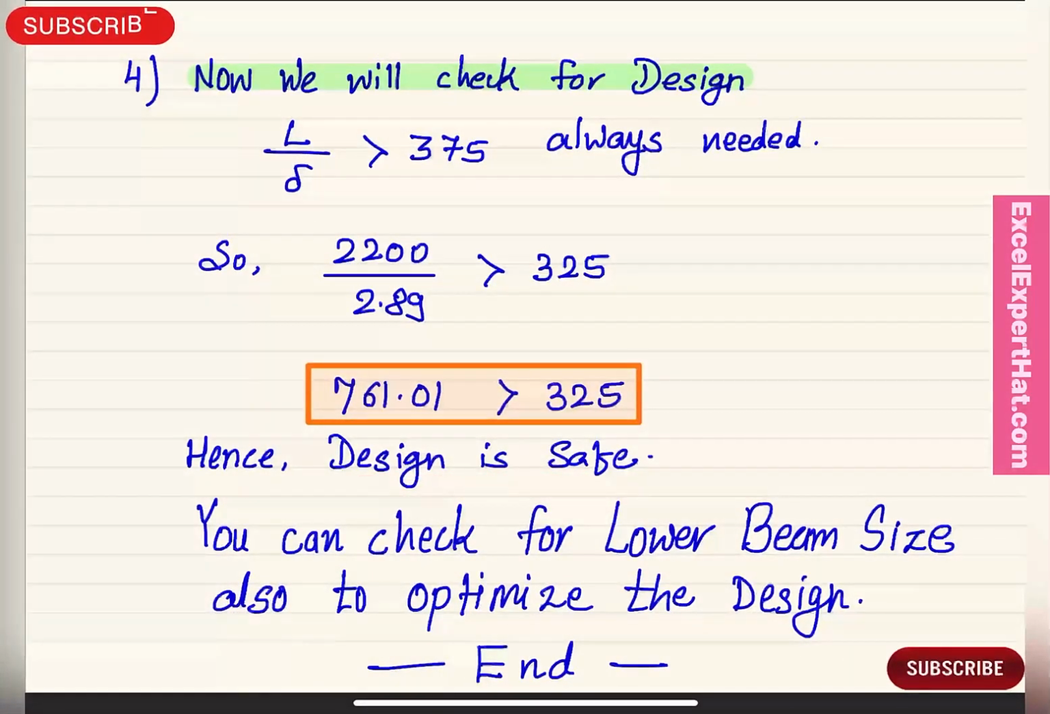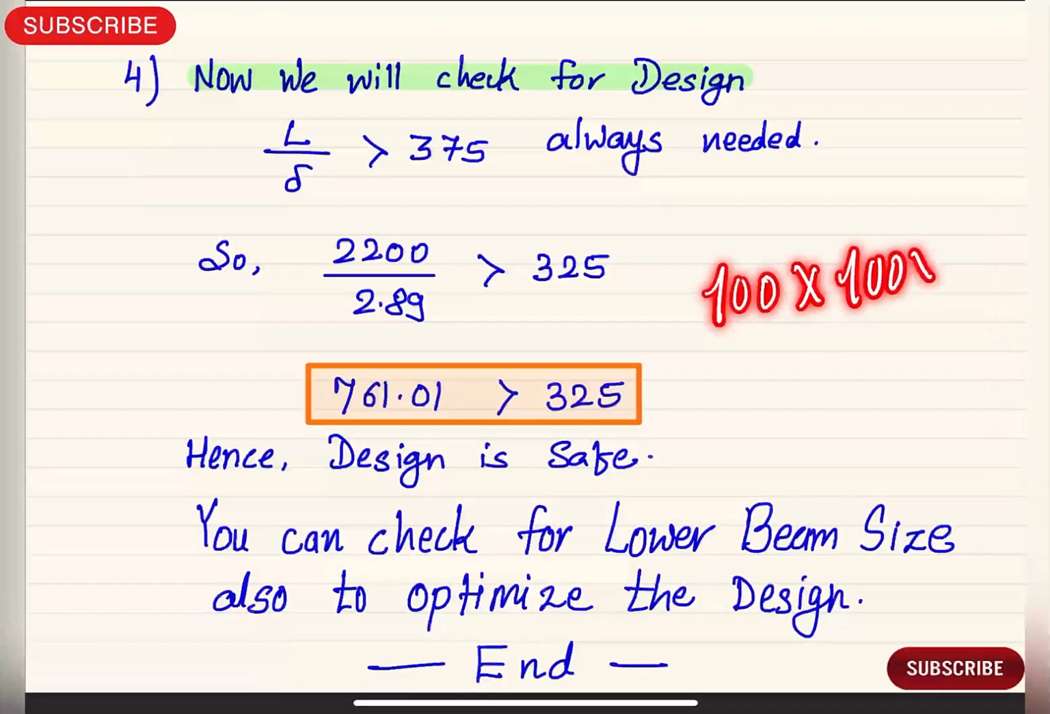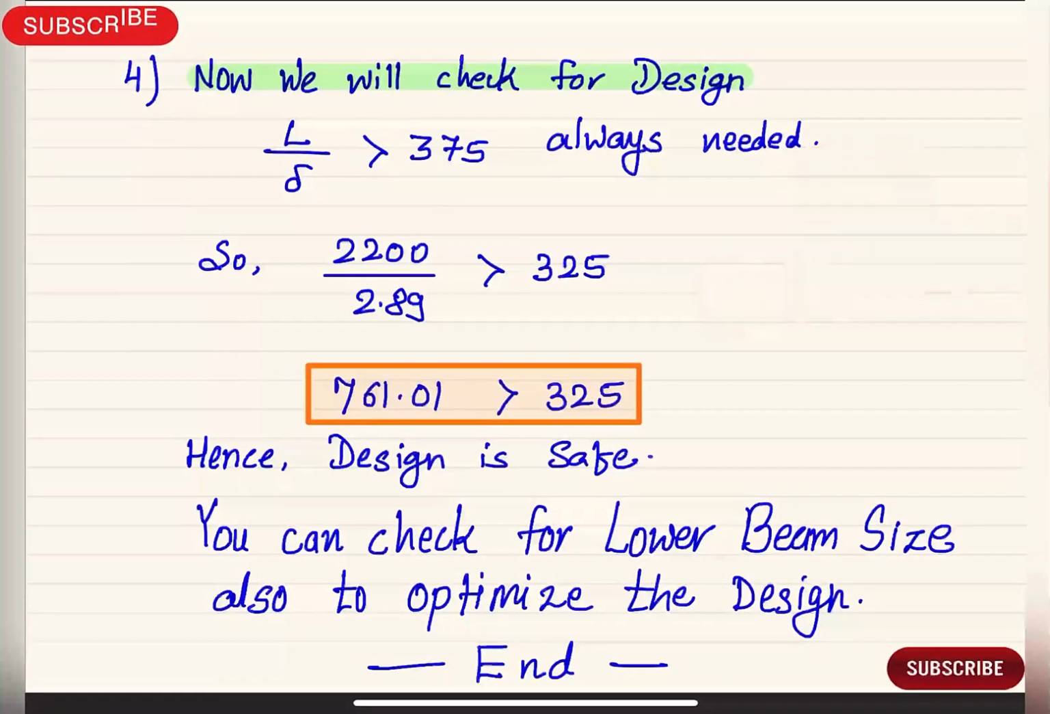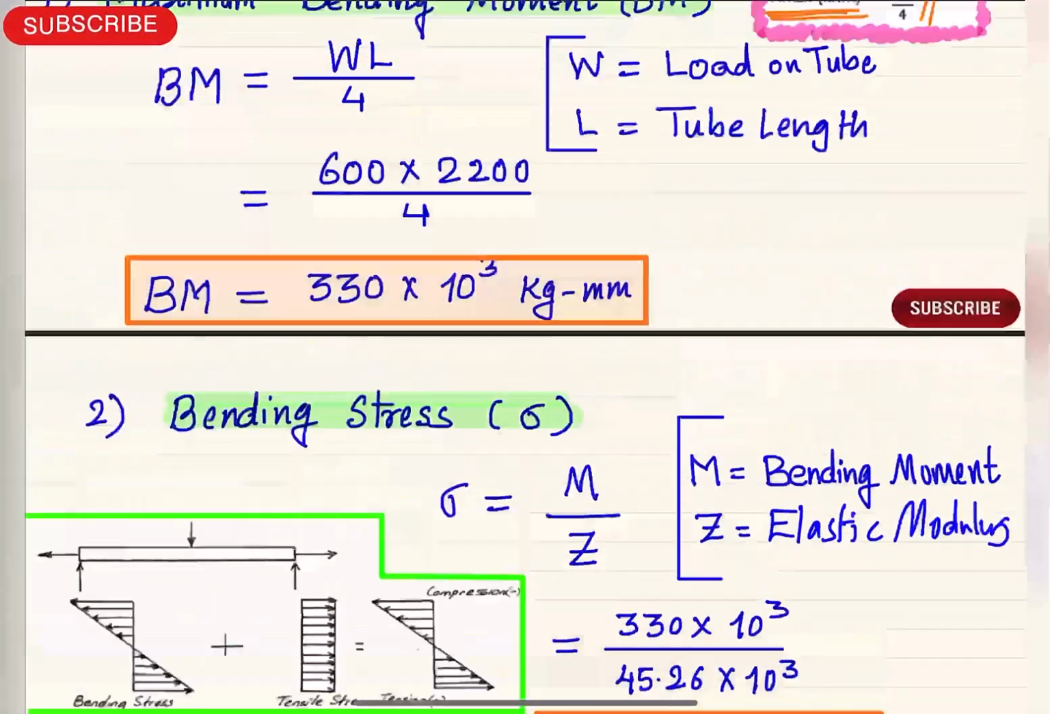You can check for a lower beam size also, because if you remember, I have taken a 100 by 4 thick square tube for this calculation. Now you need to check by number of iterations how much lower a size of beam you can select for your design. So that's it guys.